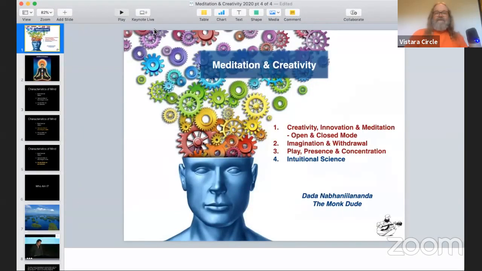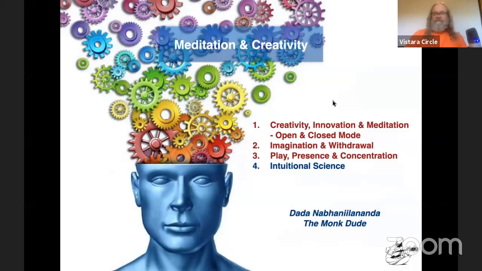So as you can see, this is the overview of this mini course. The first one was about creativity, innovation, and meditation, talking about open and closed mode. Then we went through imagination and withdrawal. And this whole thing is using this model in yoga, from yoga philosophy, of what we call koshas, or layers of the mind. And we're seeing how that integrates with the 8 limbs of yoga.